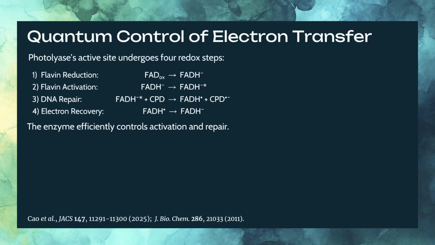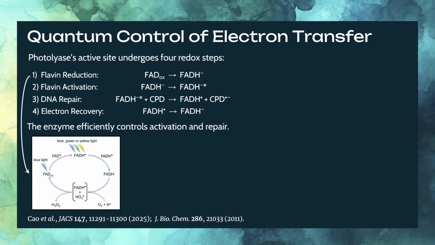We have quantum control of electron transfer in these systems. As I have described so far, the first step is the reduction of the oxidized state, FAD-ox, to its fully reduced protonated state. I am showing here again the usual FAD photocycle from its fully oxidized state on the left-hand side to its fully reduced state on the right-hand side, and the pathways that connect those two.